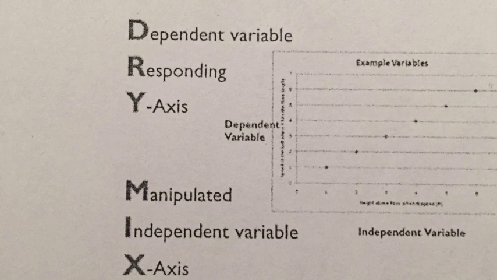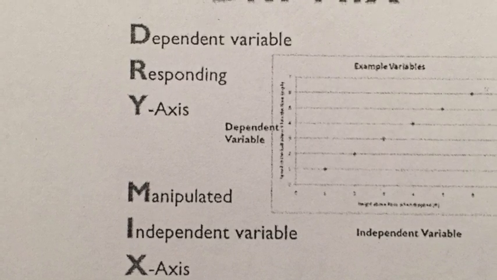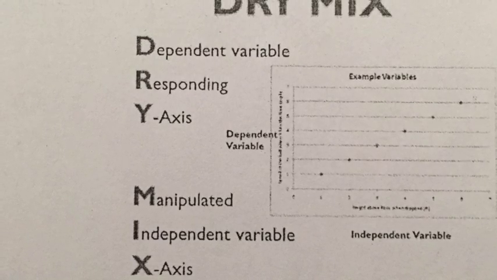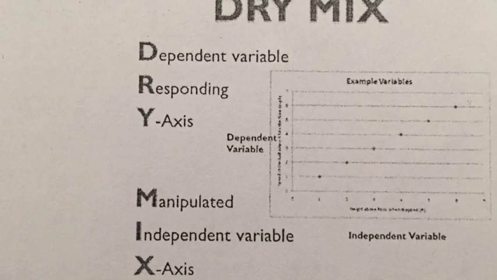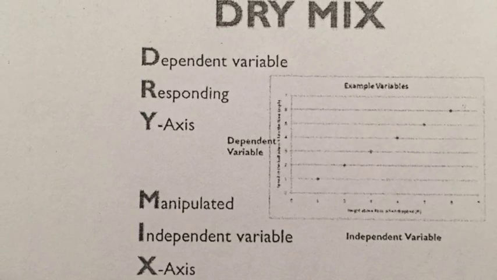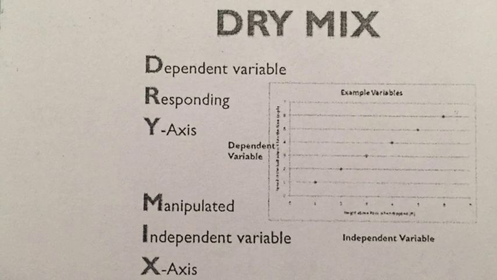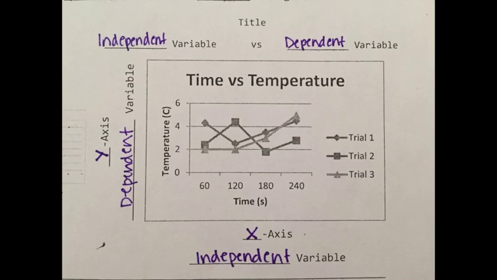The MIX part of the DRY MIX abbreviation stands for manipulated, independent variable, x-axis. The manipulated variable is what you are actually changing or manipulating. That is your independent variable, and that goes on the x-axis, the horizontal axis. In this example, that x-axis is our time, and that's our independent variable, the one that goes across the horizon, or the horizontal axis.